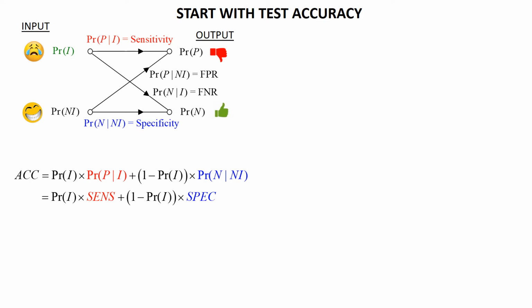So let's start with just test accuracy. It's not very difficult to see that the expression for the accuracy is given on the middle left-hand side of the page, and you get that by simply multiplying the probabilities along the horizontal line at the top and the probabilities along the horizontal line at the bottom. So if you're infected, you want to make sure that you come out positive, and if you're not infected, you want to make sure you come out negative. And so you get the expression that the accuracy is equal to the probability of infection times the sensitivity, that's in red, plus 1 minus the probability that you're infected, that's the same as the probability you're not infected, times the specificity.